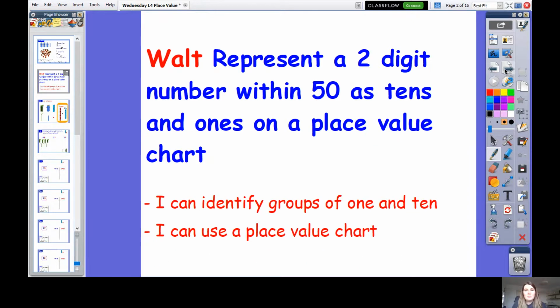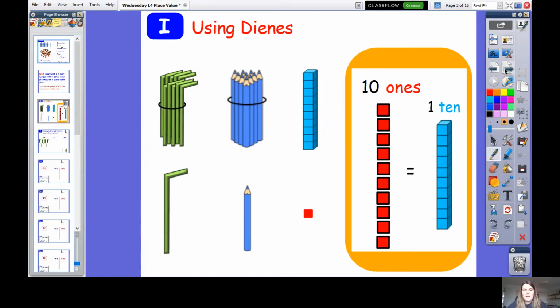So today, like I said, we are representing 2-digit numbers within 50 using tens and ones on a place value chart. So we're going to be able to get a number and represent it using our tens and our ones on a place value chart. Okay, so let's have a look. Now, remember, how many ones make 10? 10 ones make 10, okay? And like we've done in previous lessons, you can group objects together to make one.